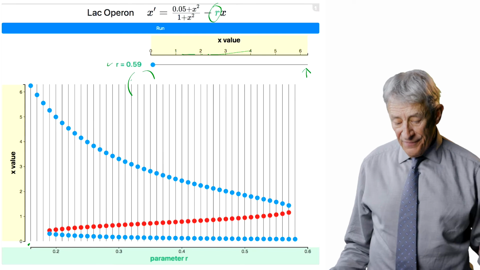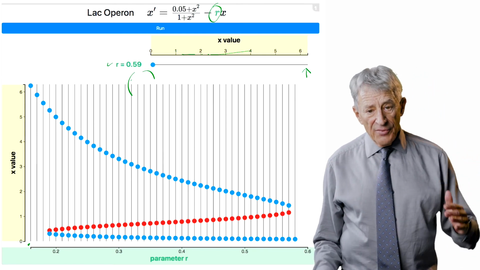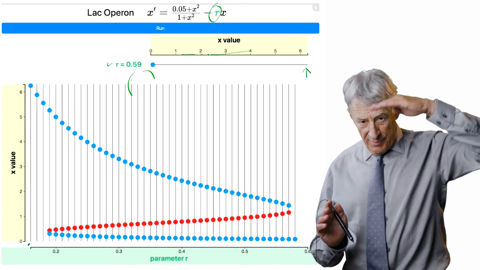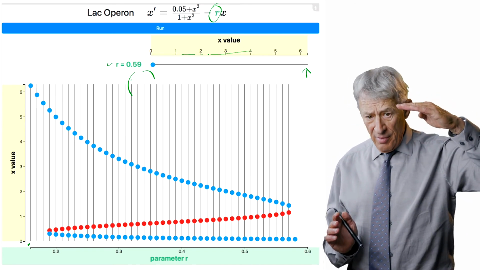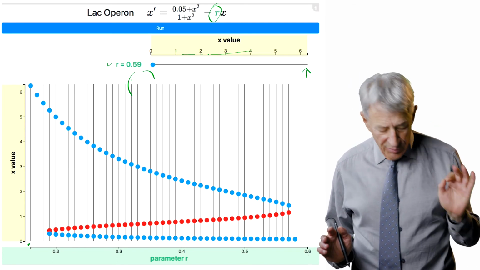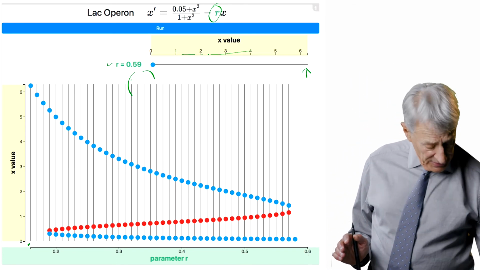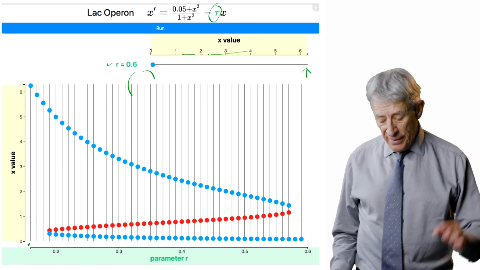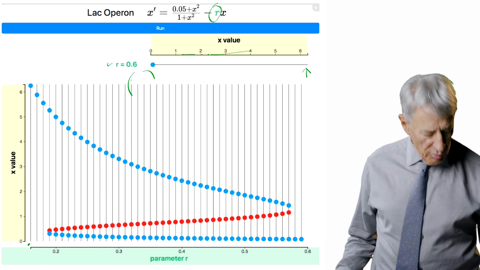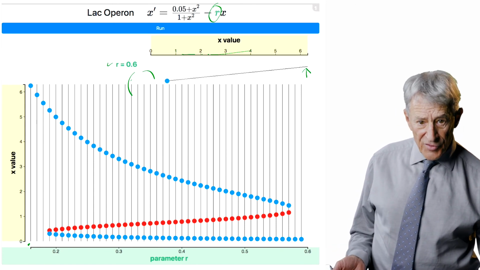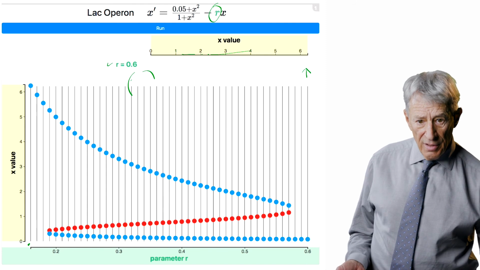Now, at 0.59, the two upper equilibrium points, the unstable in the middle and the stable at the top, have coincided with each other, they've collided with each other, and they have annihilated each other. And we now have left only the single stable equilibrium point at the low point. And that is, of course, a reverse saddle node bifurcation.